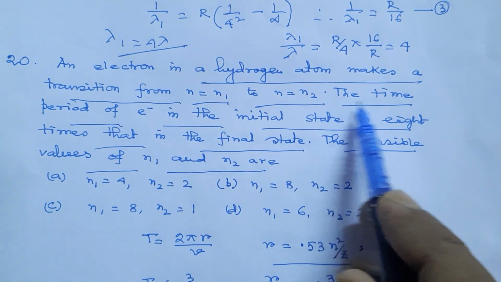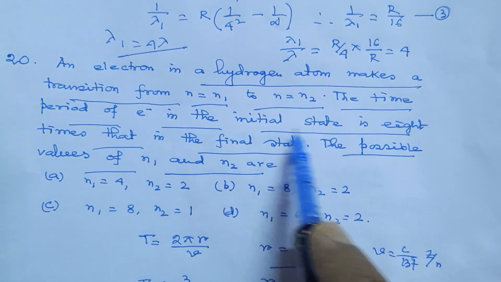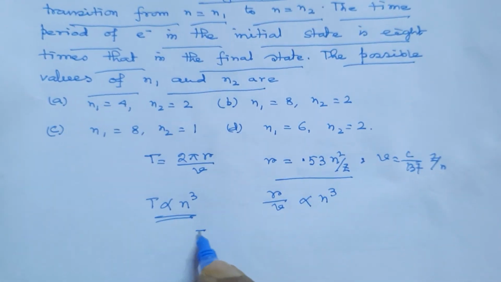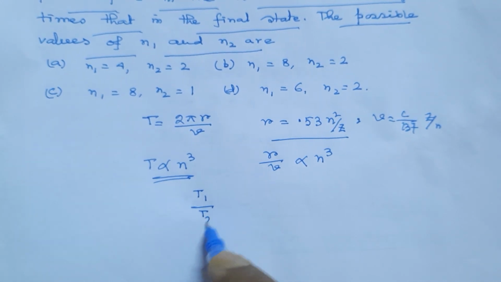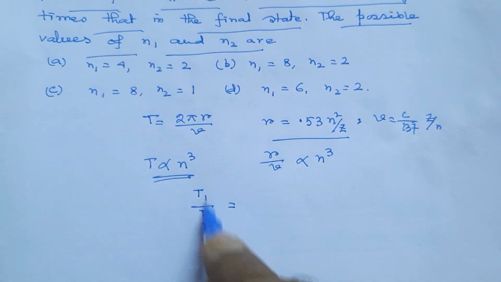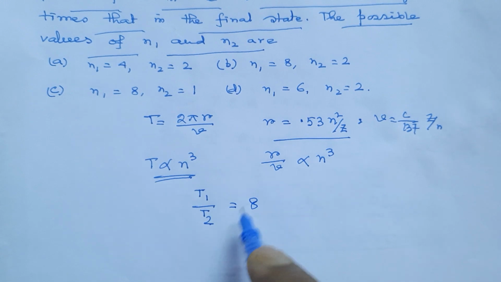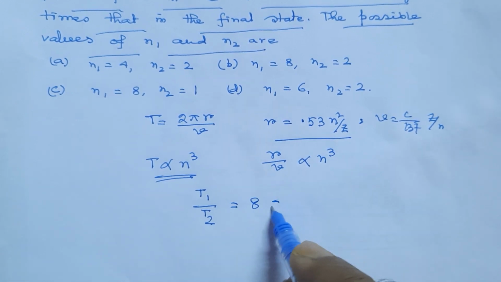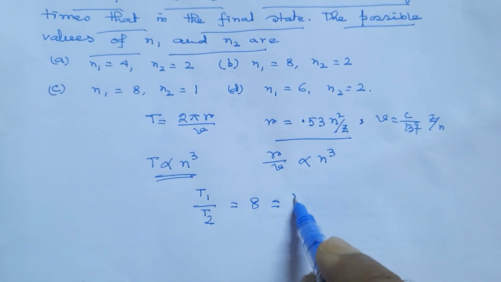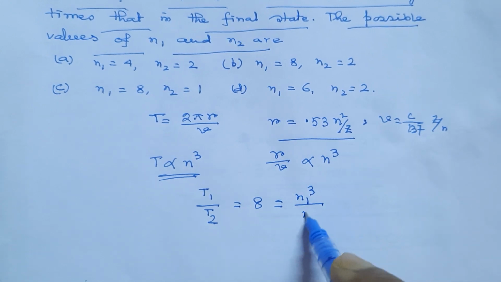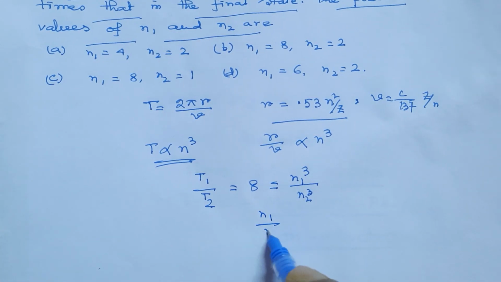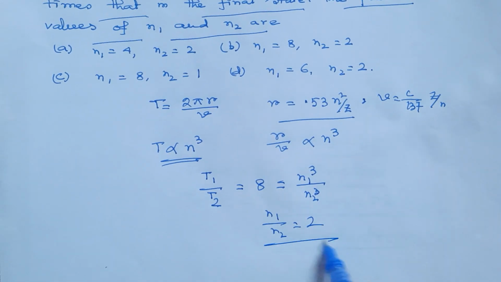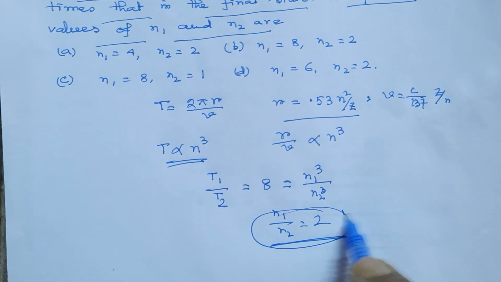the problem says the time period of electron in the initial state is 8 times that of the final state. So let the time period in the initial state be T1 and that in the final state be T2, and T1 is 8 times T2, so the ratio is 8, equals to n1 cube by n2 cube. Then n1 by n2 equals to 2. So n1 is twice the n2.